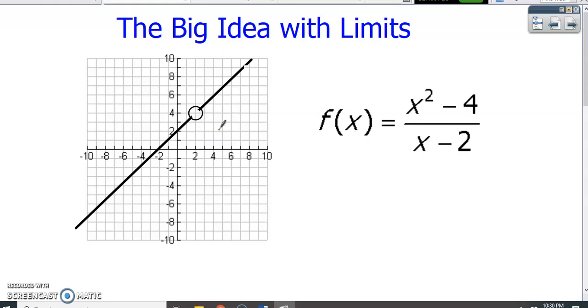Yes, they do. Okay, so if we're looking at this problem, we would say for those ants that the limit of the function as x approaches 2, okay, so as the x value is going towards 2 from the left-hand side and from the right-hand side, the function is going to 4.